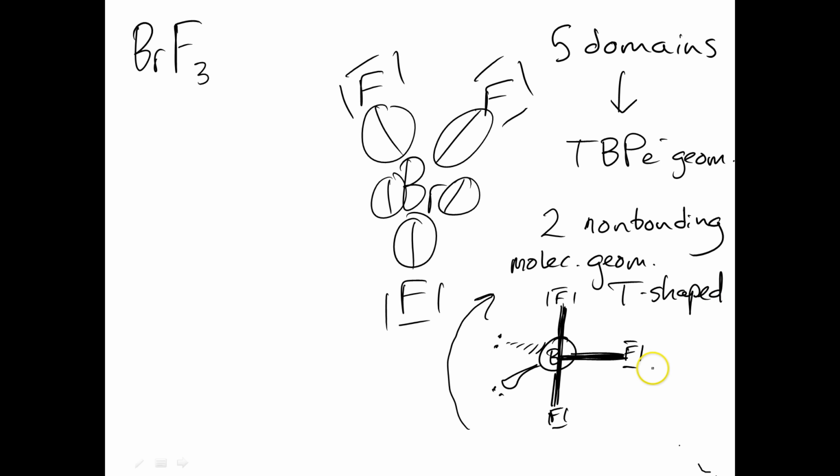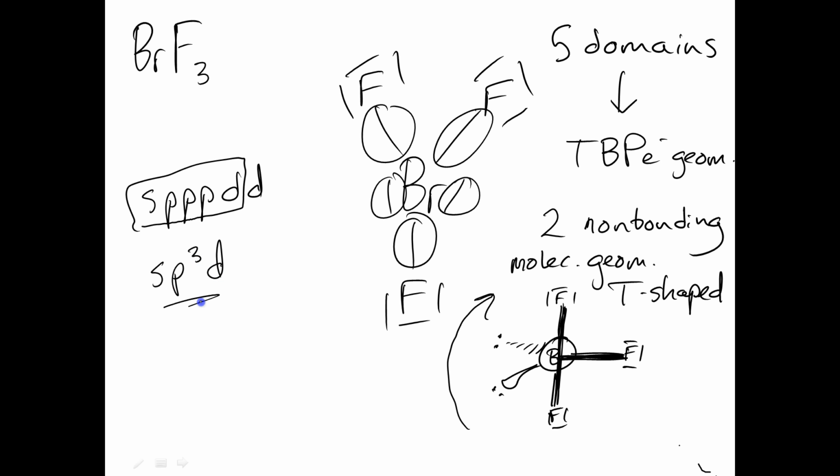Finishing this off with hybridization. Hybridization with 5 domains, taking our shortcut. 1, 2, 3, 4, 5 domains is sp3d. So we'd say the bromine is sp3d hybridized in BrF3.